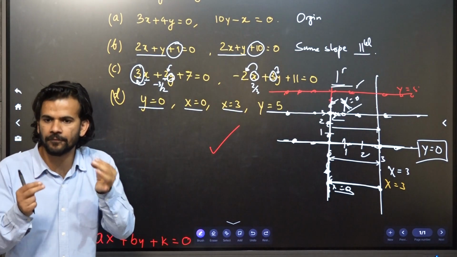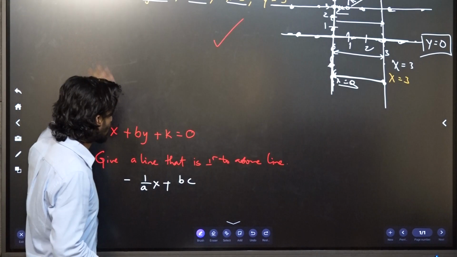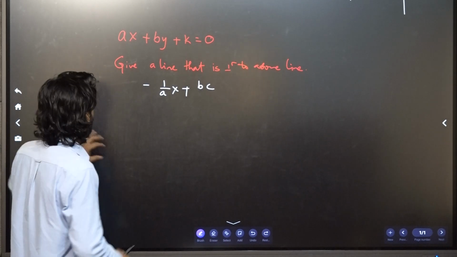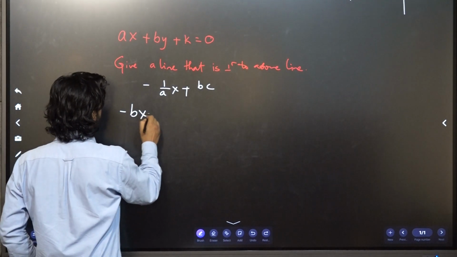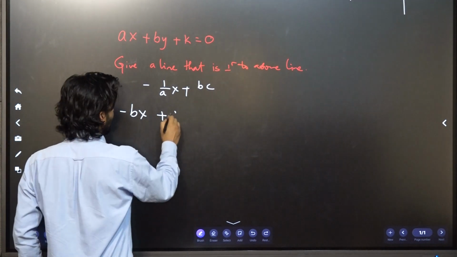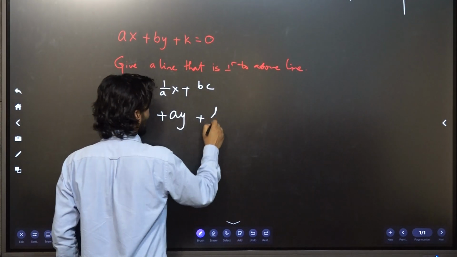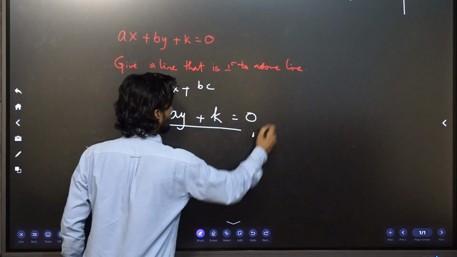What happens with the coefficients? Minus bx plus ay plus k. K can change, right? This is the thing, right?